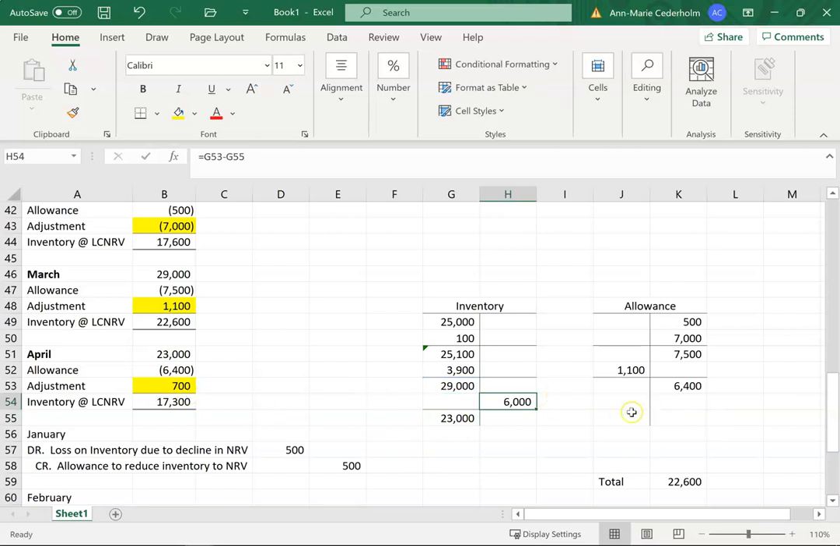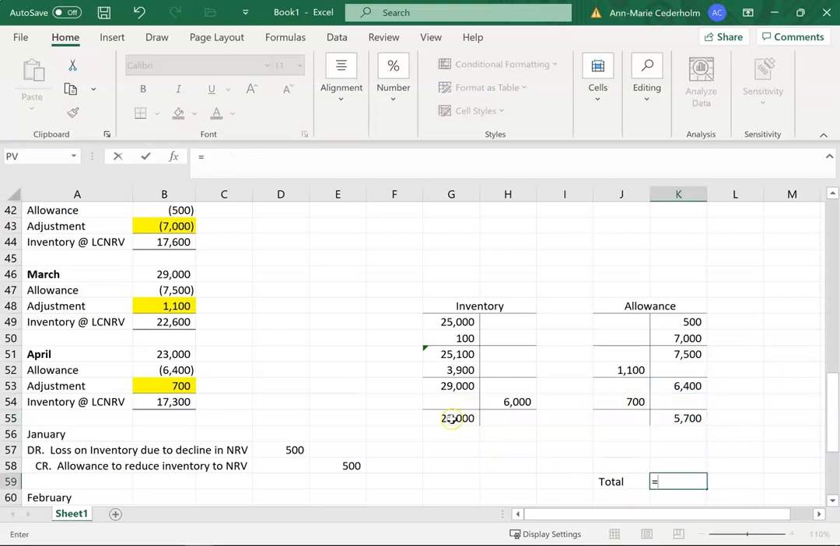And then my allowance adjustment, we said would be the 700, and that's a debit. So if I take 6,400 minus 700, my allowance account is sitting at 5,700, and then take your cost minus your allowance, and then that'll give us a net of 17,300.